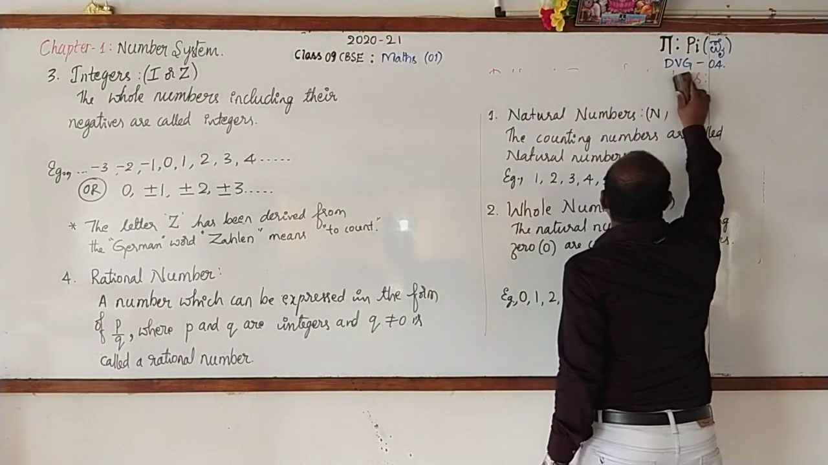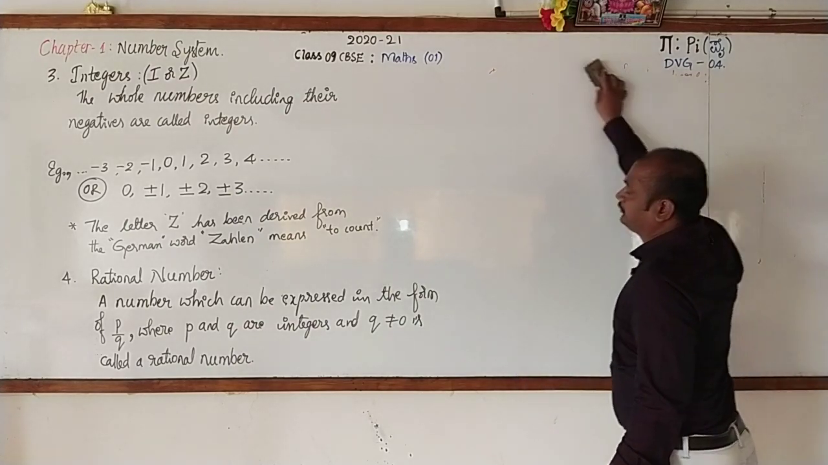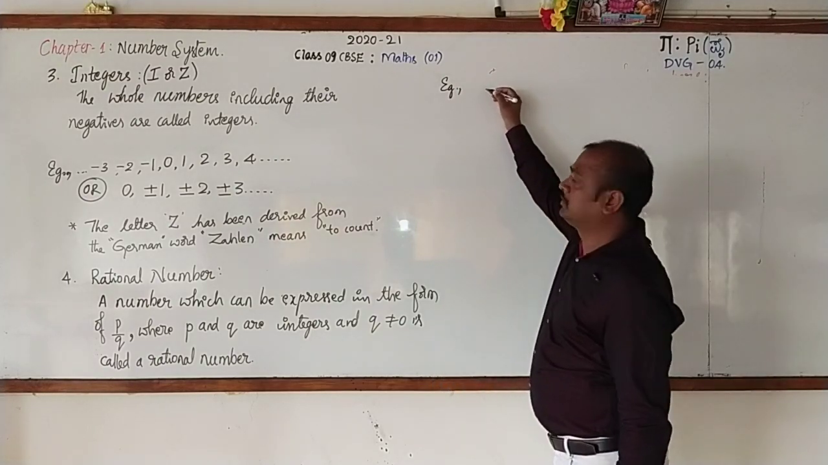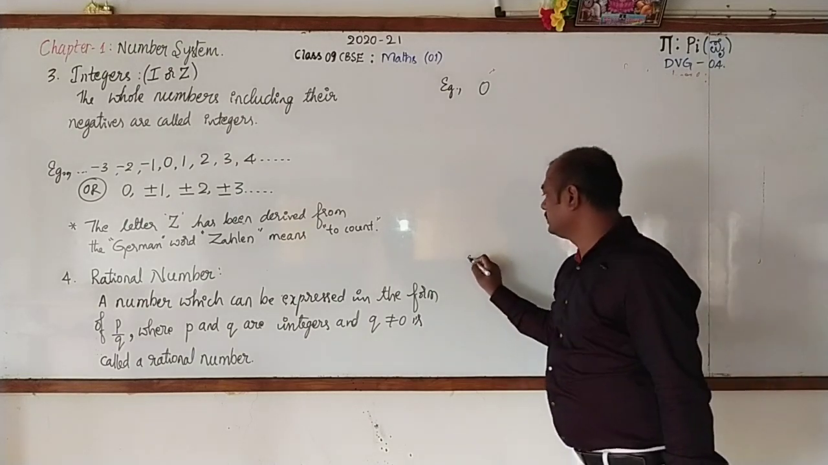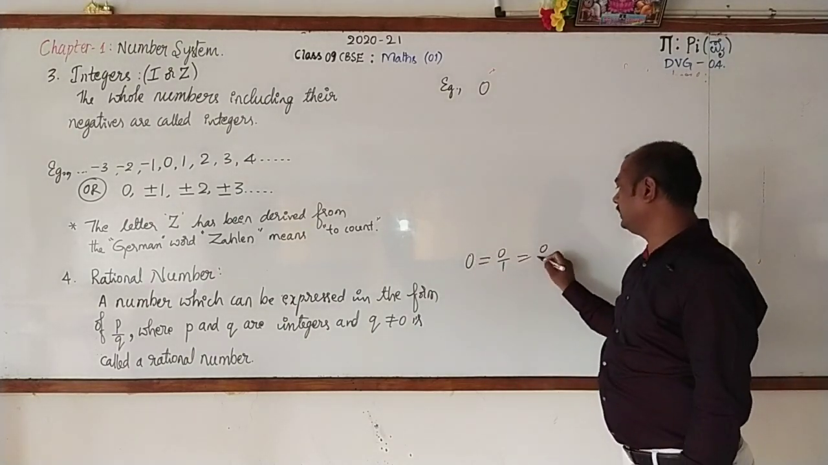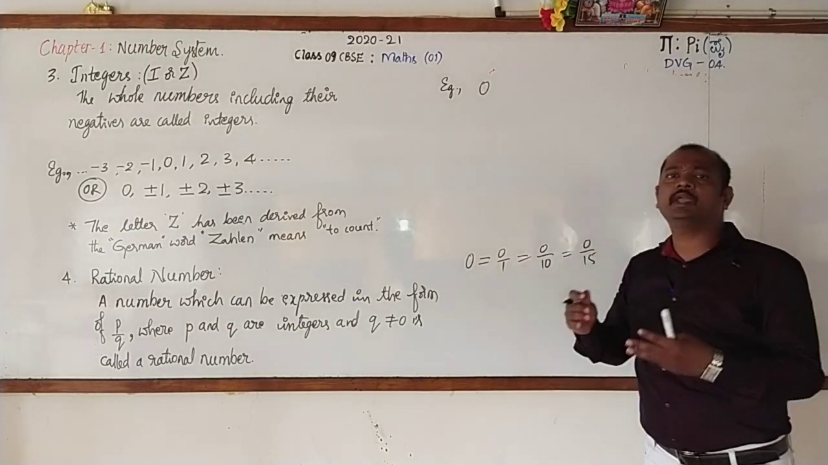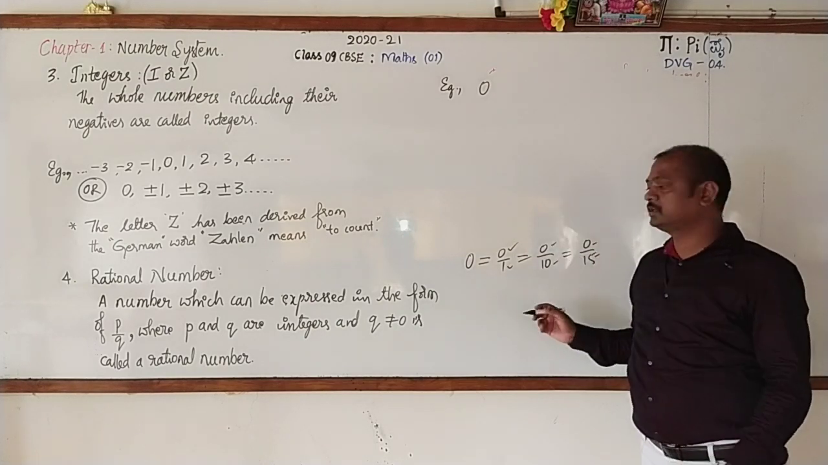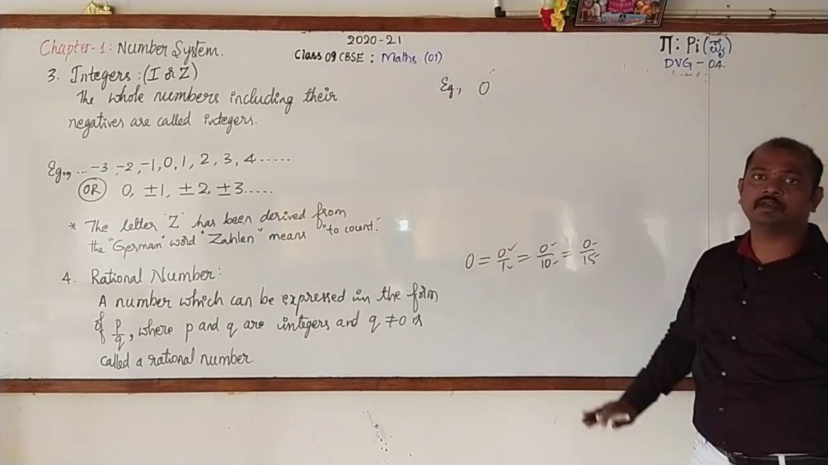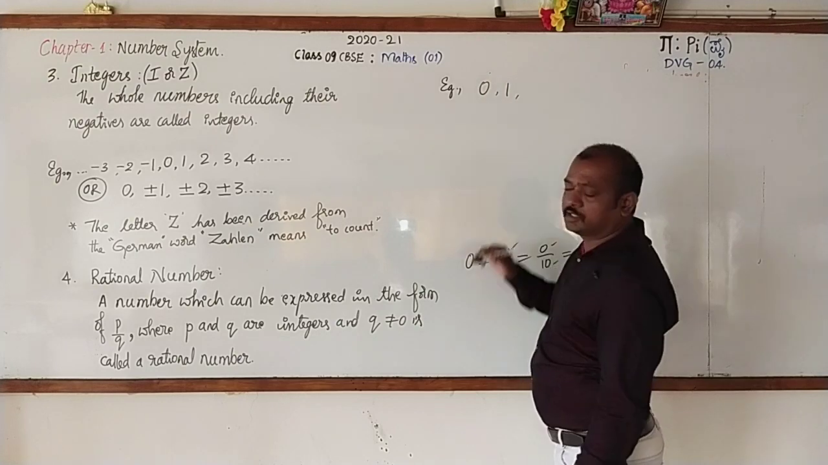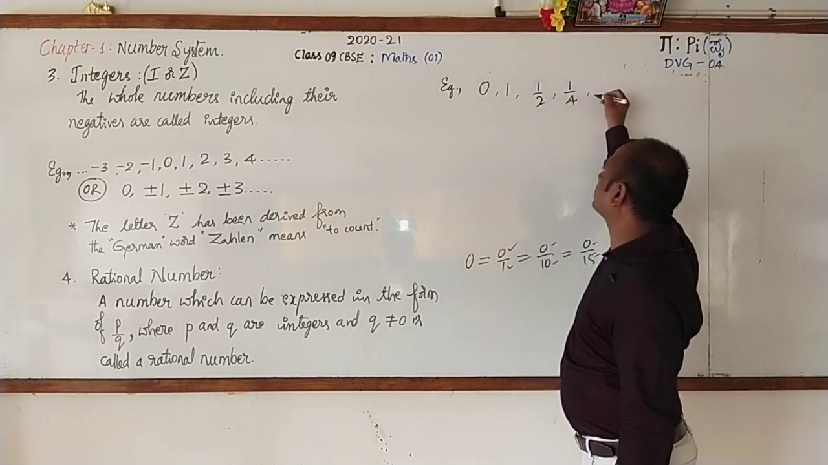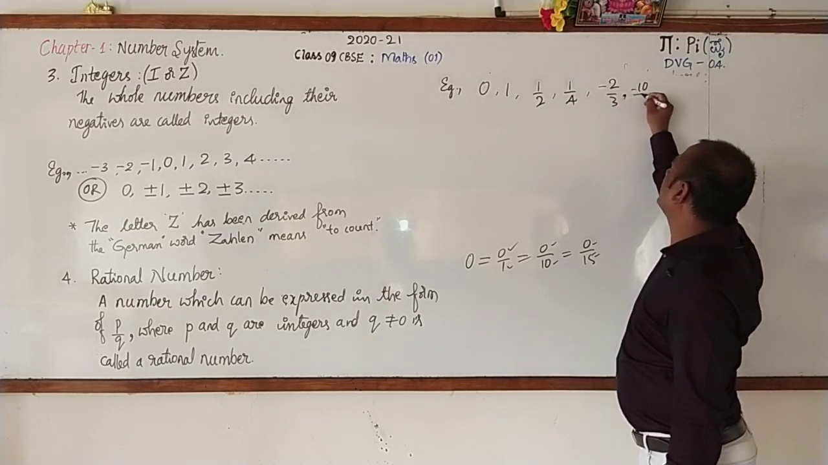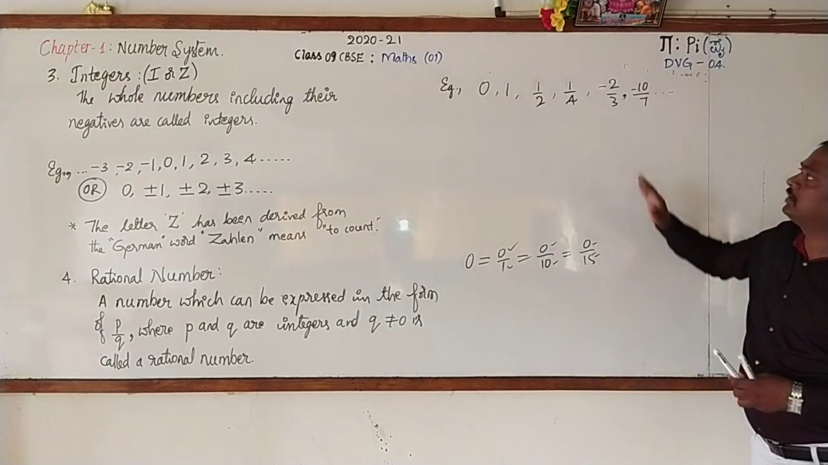Let us go for taking the examples for rational numbers. Write down with me. Example, you can write 0. 0 is a rational number. Why? See that 0 can be written as 0 by 1, even 0 by 10, 0 by 15, 0 by anything is 0. And 0 is expressed in the form of p by q, where p and q are integers and q is not equal to 0. Therefore, 0 is a rational number. Then, 1 is a rational number. 1 by 2 is a rational number. 1 by 4 is a rational number. And similarly, you can write minus 2 by 3, minus 10 by 7 and so on. All these are rational numbers.